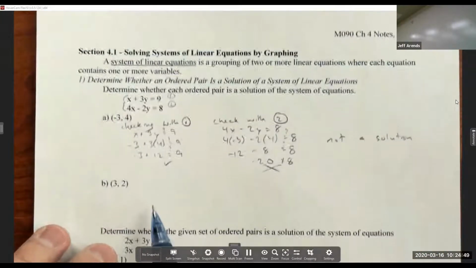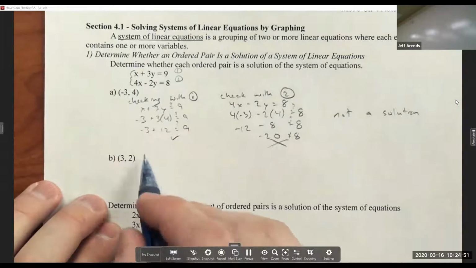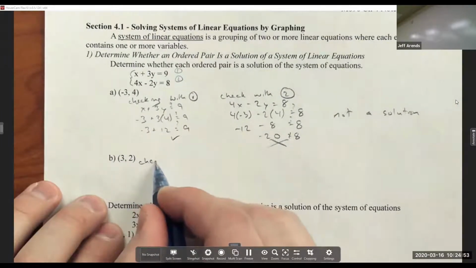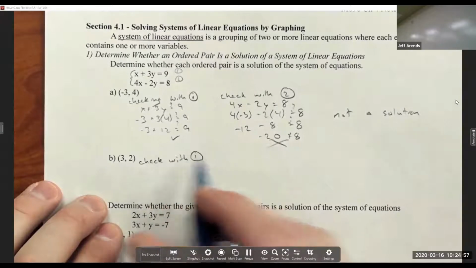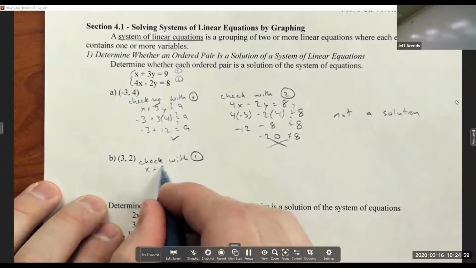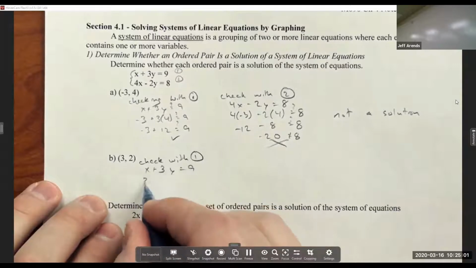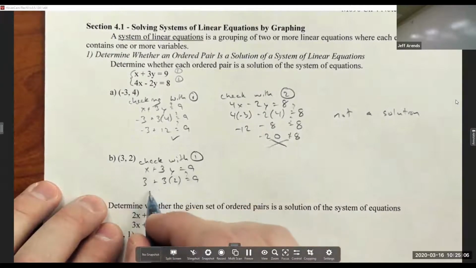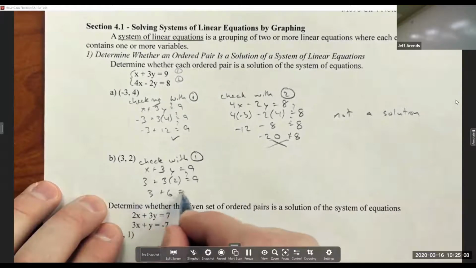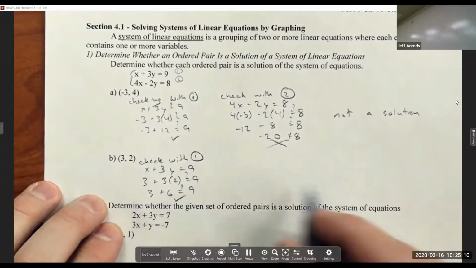All right, let's check this point. Again, I need to check it with both of the equations. Check with one. We end up getting x + 3y = 9 becomes 3 + 3(2) = 9. These are question marks. 3 + 6 = 9? That one's a true statement.